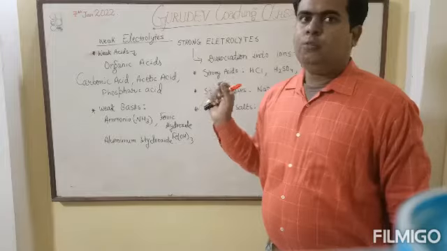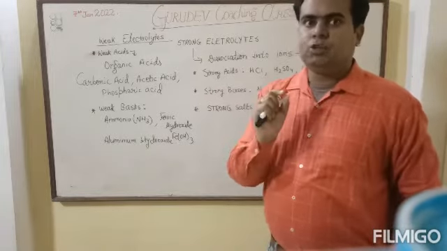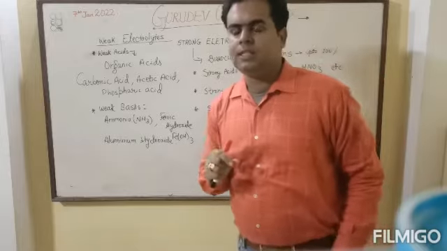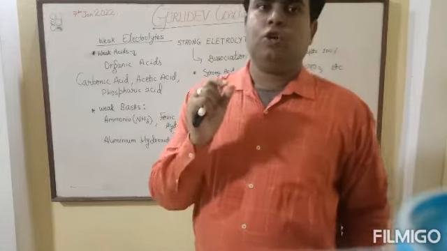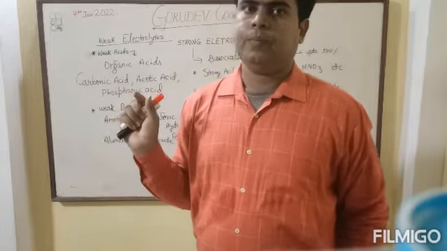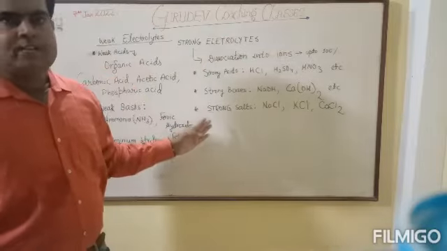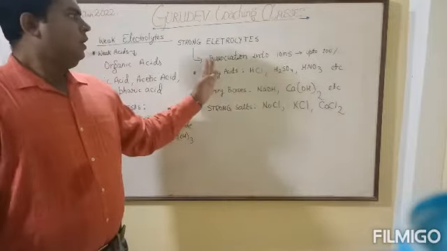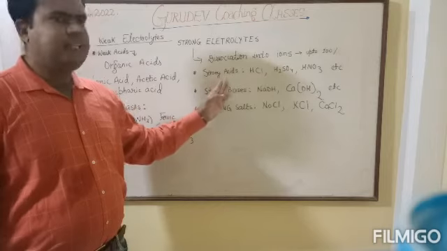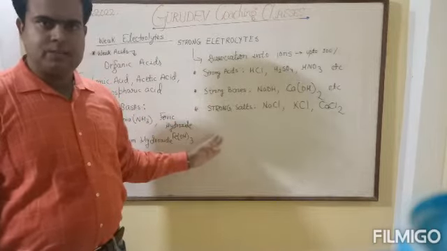Why are they called weak electrolytes? Just because they partially dissociate into positive and negative ions when they are dissolved in water and current is passed through them. And we have already seen what the strong electrolytes are: strong acids, strong bases, strong salts. Right?